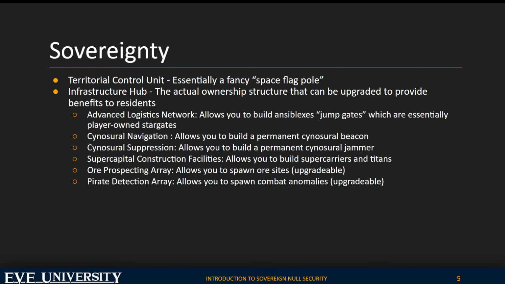Now, the two things I want to focus on are the territorial control unit. Now, it sounds important, but it's actually just basically a space flagpole. It doesn't really do anything other than it shows the alliance who owns it when you go into the system. So if you ever go into a system and you see that there's a different alliance that owns the territorial control unit, and somebody else owns the infrastructure hub, it's because nobody gives a single rat's rear end about the territorial control unit. I mean, whatever. The infrastructure hub, however, is what is used to actually claim ownership of a system.